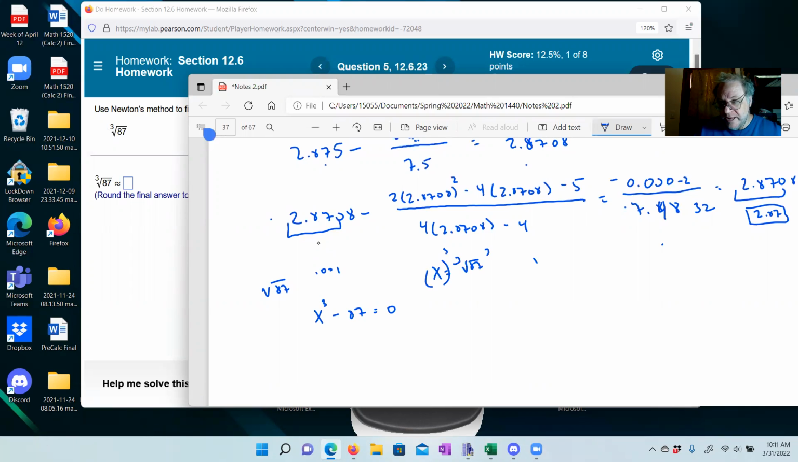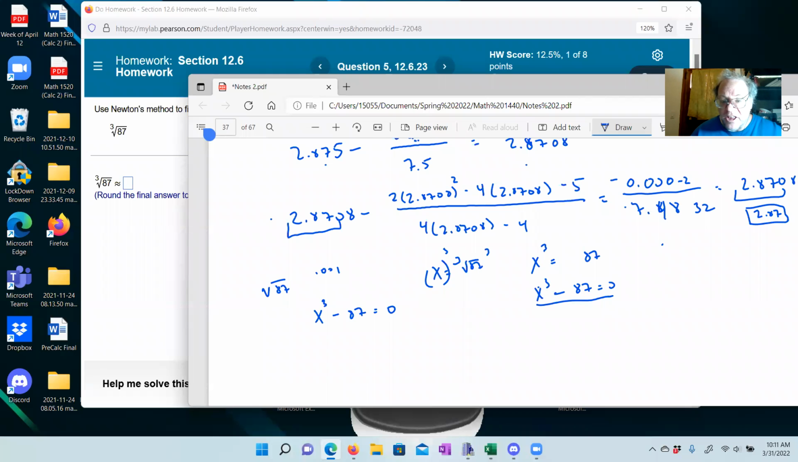Cube both sides, so we get x cubed equals 87. And then we're going to make a function out of it, x cubed minus 87 equals 0. And this is what we're going to try to solve. Okay, so these are a little tricky just because you kind of have to do this.